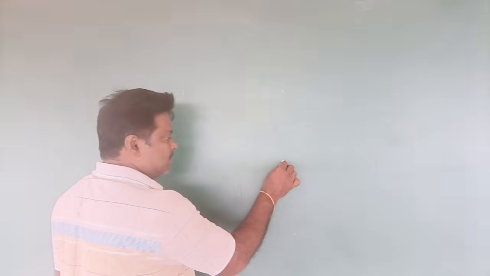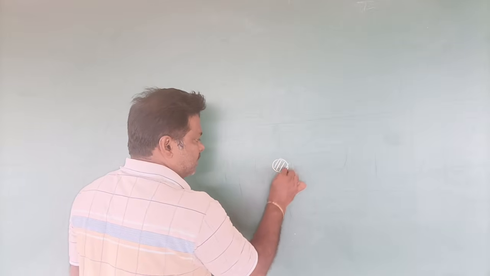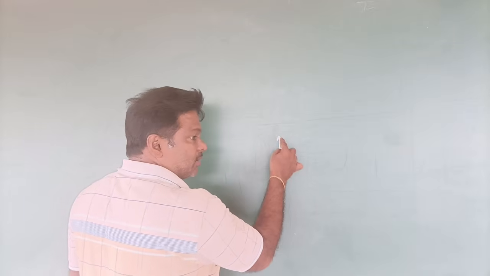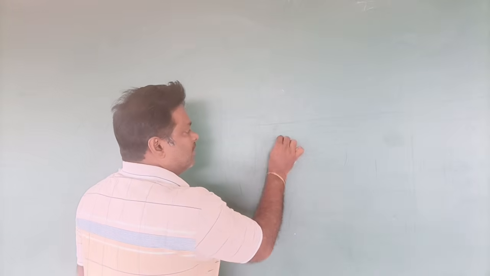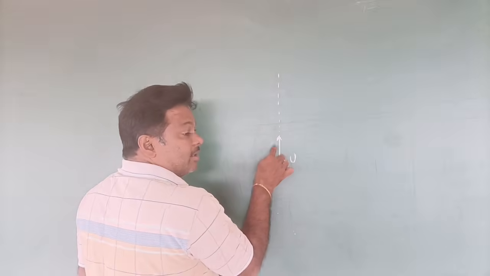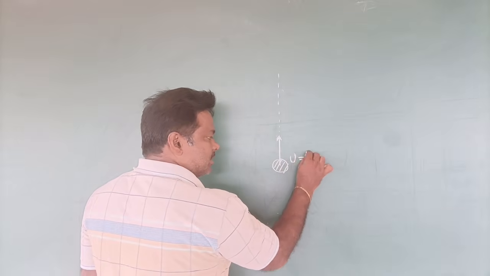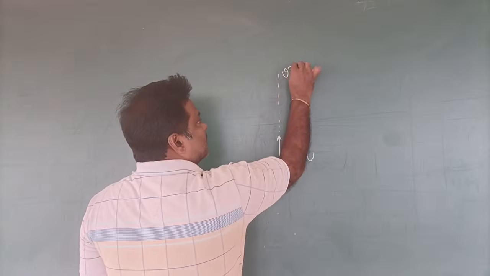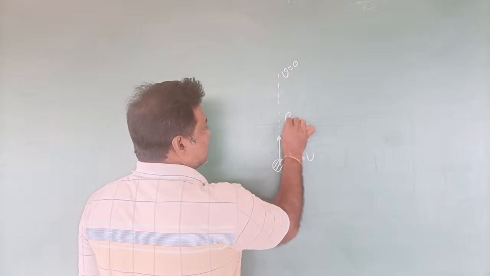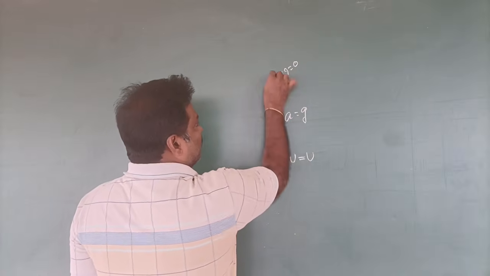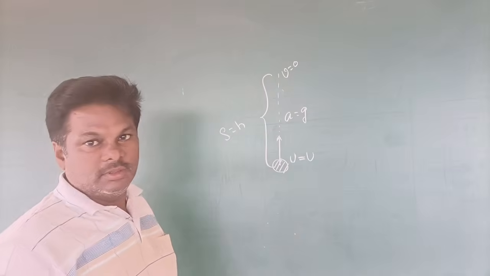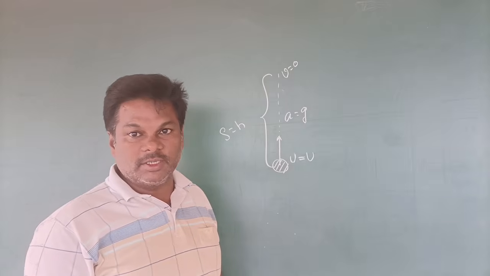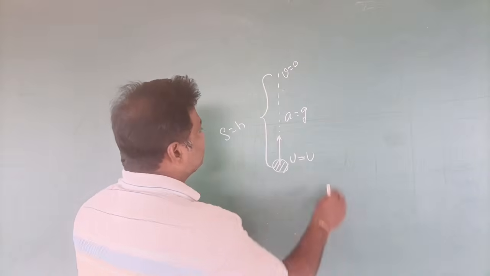For a particle moving with uniform retardation, observe this: is it with uniform retardation or not? When it is projected vertically upwards, does its velocity decrease or not? Yes, its velocity decreases, and that means it is in retardation. Its initial velocity is u, its final velocity is equal to 0, its acceleration is equal to g. How much distance is covered? S is equal to h. Just substitute this in v square minus u square is equal to 2as. You will get the answer.